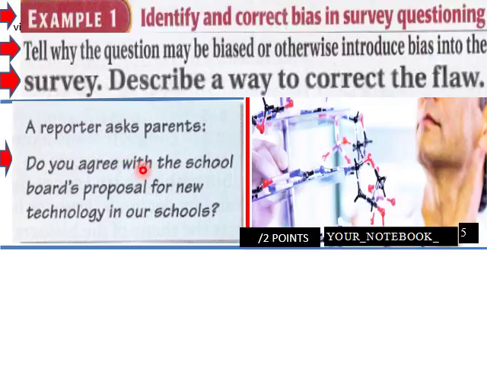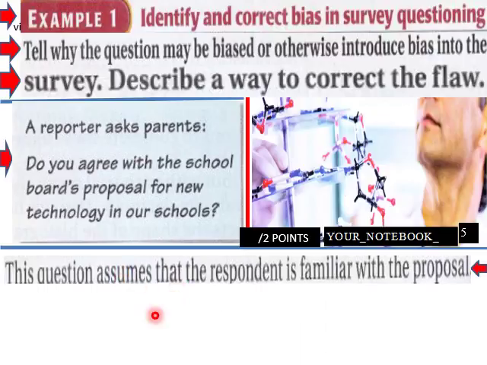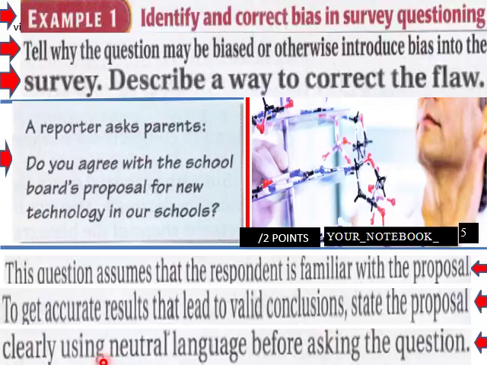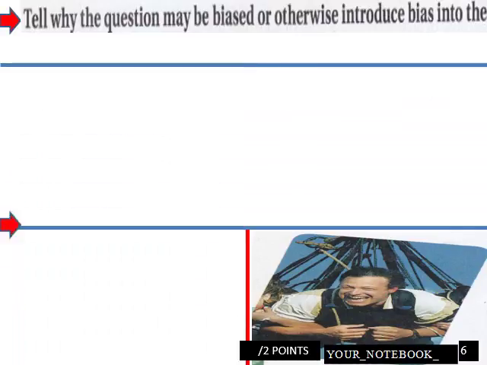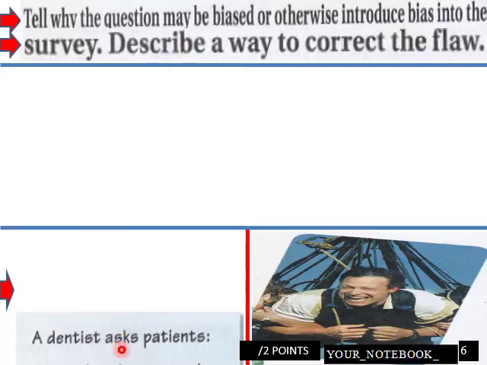So we have a situation here. Do you agree with the school board's proposal for a new technology in our schools? The question assumes that the respondent is familiar with the proposal. To get accurate results that lead to valid conclusions, state the proposal clearly using neutral language before asking the question. So, tell why the question may be biased or otherwise introduce bias into the survey. Describe a way to correct the flaw.